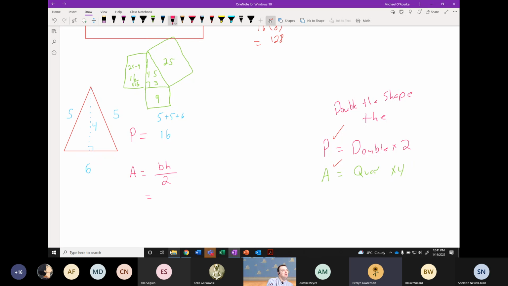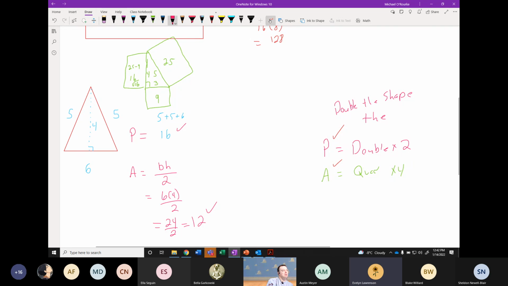I don't think so. Oh, yes, it is 12. Sorry, 6 times 4 divided by 2. 24 divided by 2 equals 12. Perfect. So let's see if this holds now, our prediction.